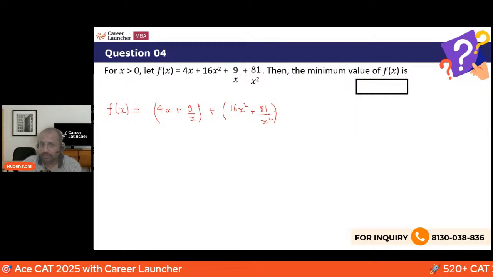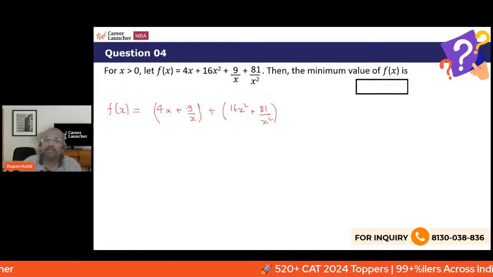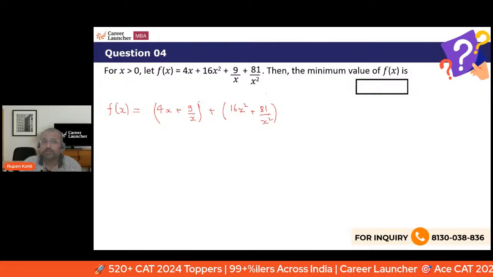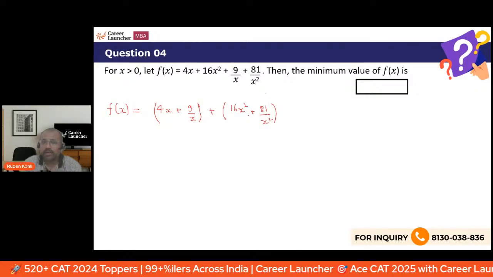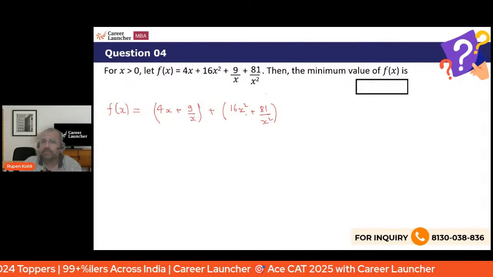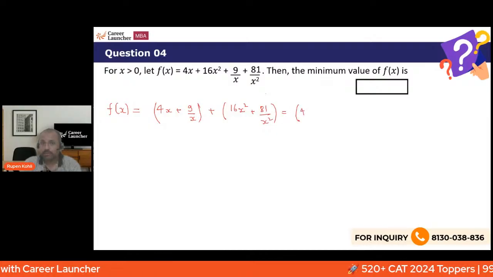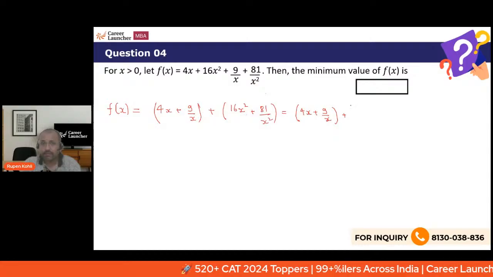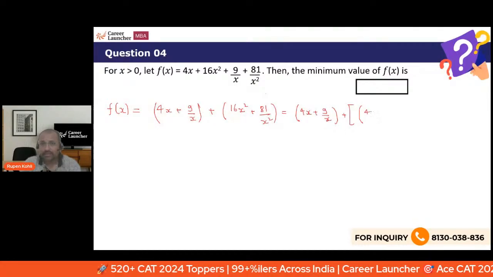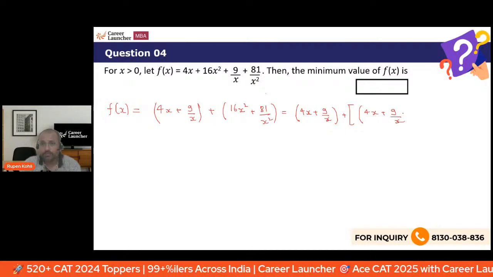What I'm trying to say is, I can express this second term in the bracket in terms of the previous term. Meaning if I do the whole square on this first term, I'll get these two terms, and some adjustment has to be done, right? Because in (a plus b) whole square, a square plus b square will match, but the 2ab extra term will come. So this is 4x plus 9 by x, and this term can be expressed as, let's say, (4x plus 9 by x) the whole square.